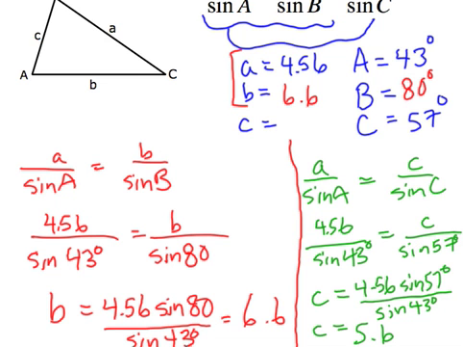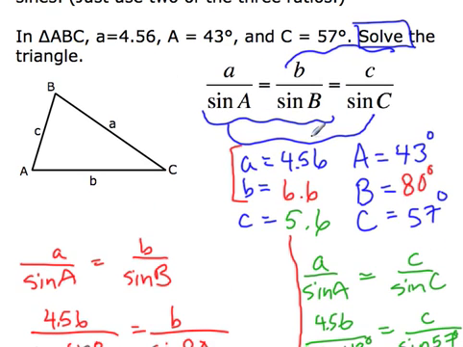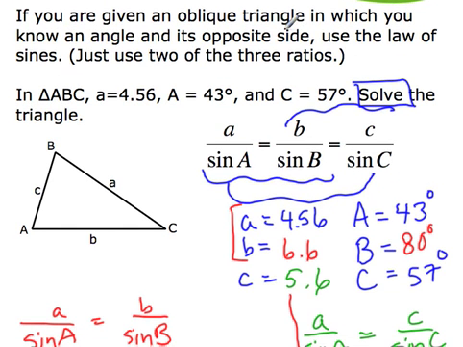So side C is 5.6. And now I've solved that triangle. And really that's the whole thing of solving an oblique triangle, is using this law of sines. And I can use this one when I know, as I say up here, an angle and its side. So side A and angle A, or side B and angle B. If I know those two, I can solve the triangle.